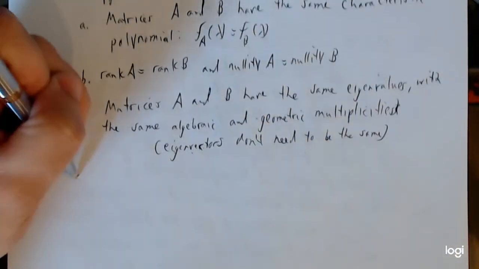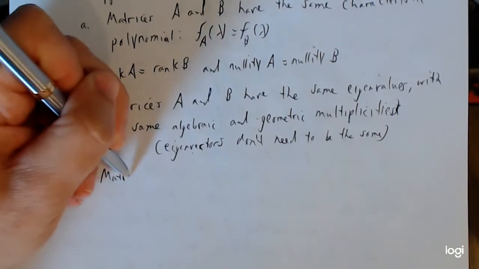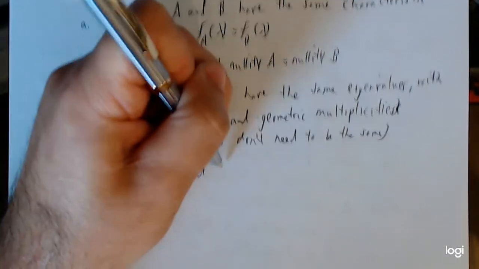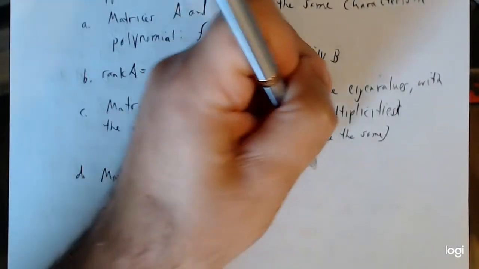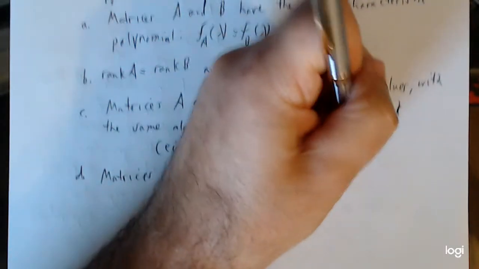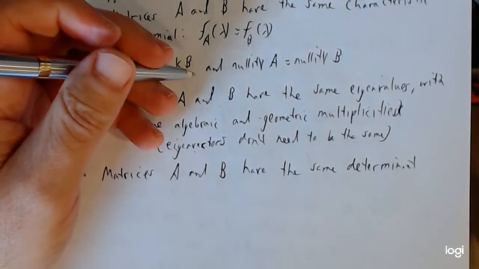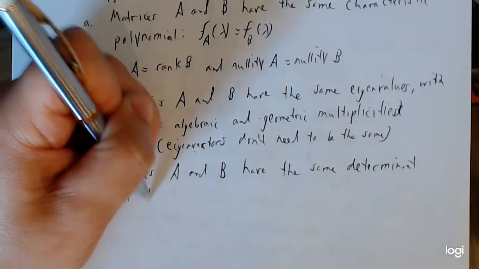Okay, and then for part D, matrices A and B have the same determinant and trace.